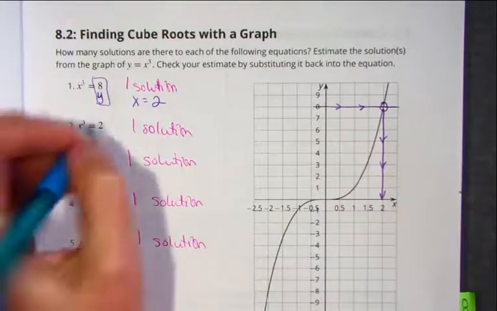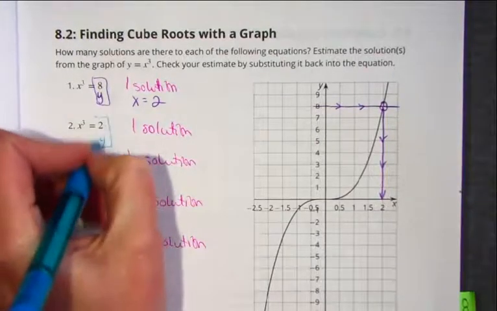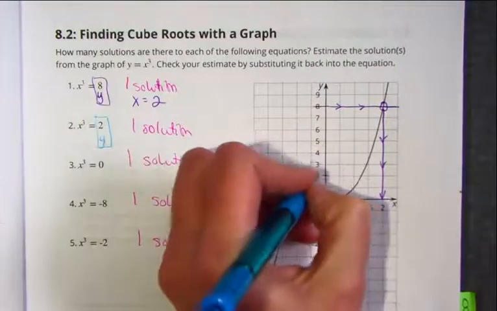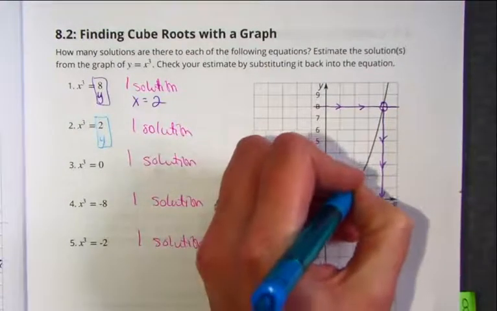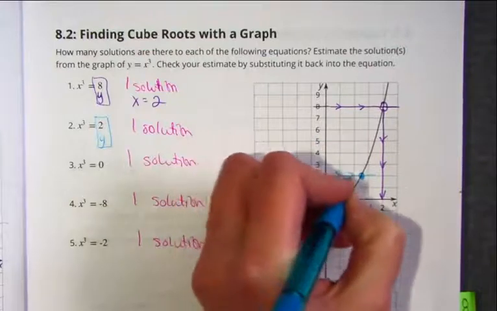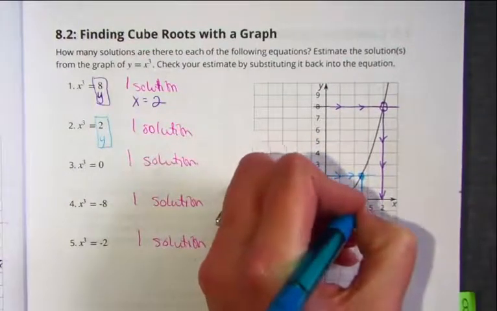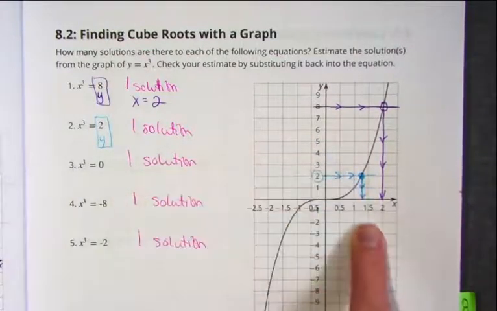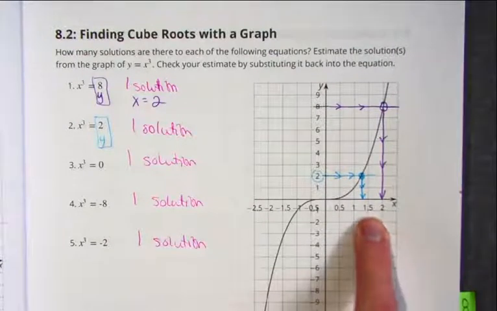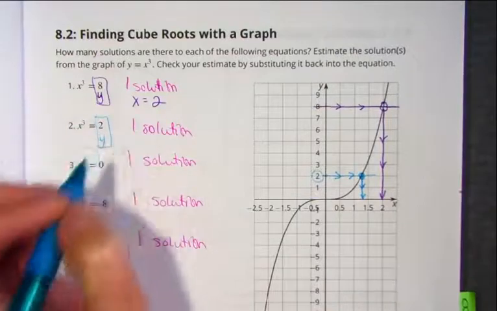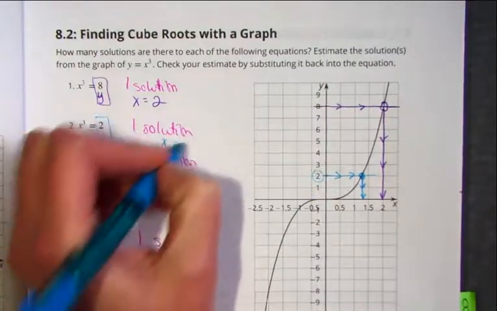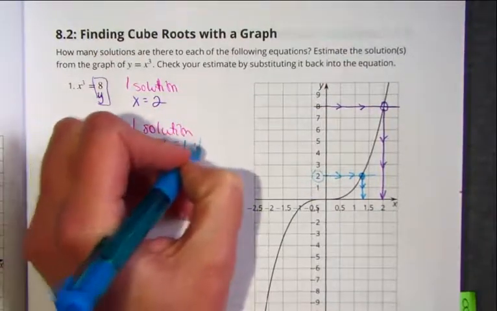Number 2 is looking at my y value at 2. Again, start at 2, follow it over till you hit your graph. I kept going, sorry about that. Follow it down, and I can estimate it's somewhere between 1 and 1.5. It looks pretty close to 1.5, so I'm going to say maybe x equals 1.4-ish.